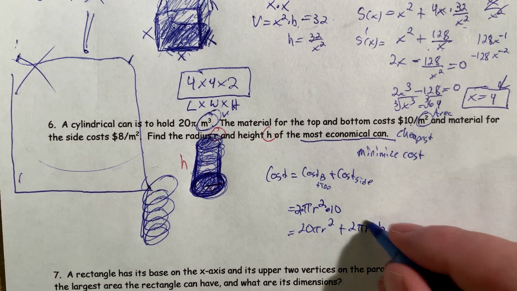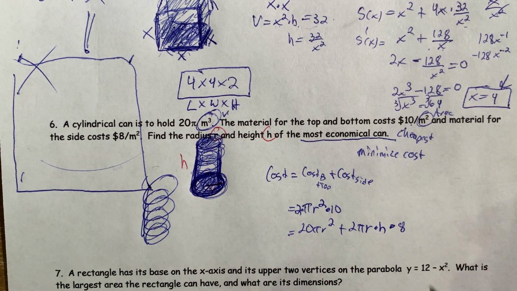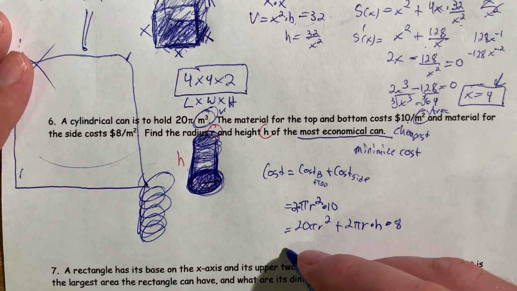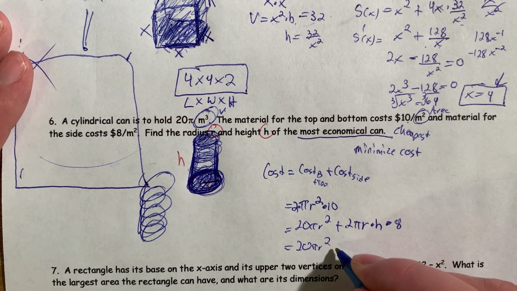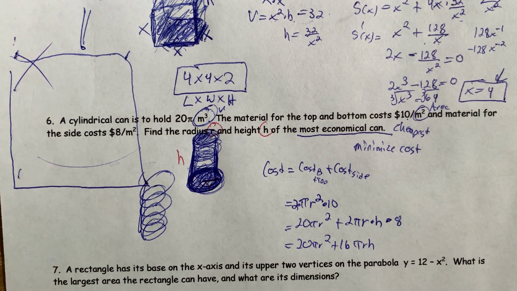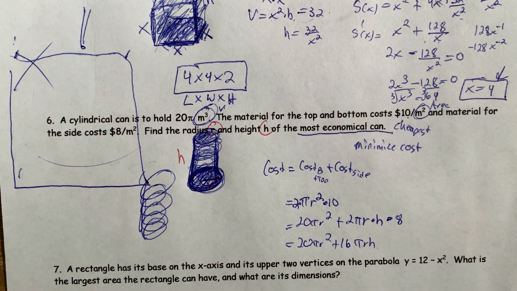And then this area is going to be multiplied by $8 per meter squared. So I should have put this up here. This is so embarrassing. So 20 pi r squared plus 16 pi r h. Our problem here, of course, is that we have two variables, r and h. So we need a relationship between them where I can substitute one of them. I hope we can see where that's going to come from.